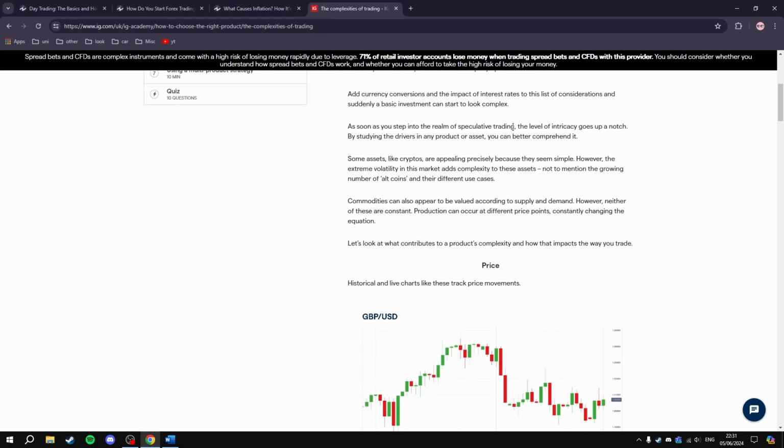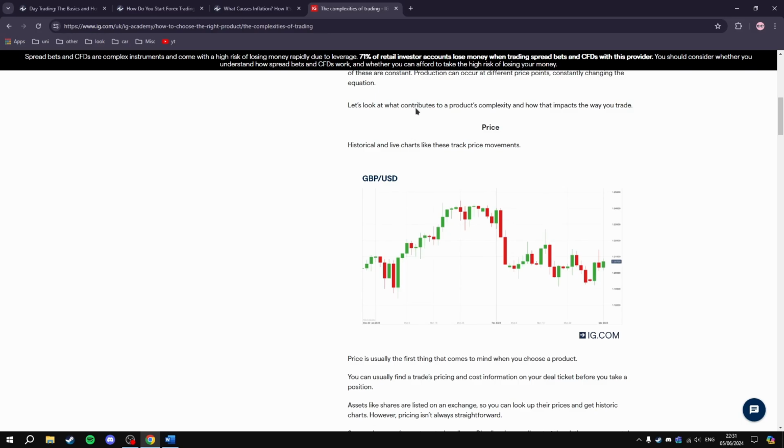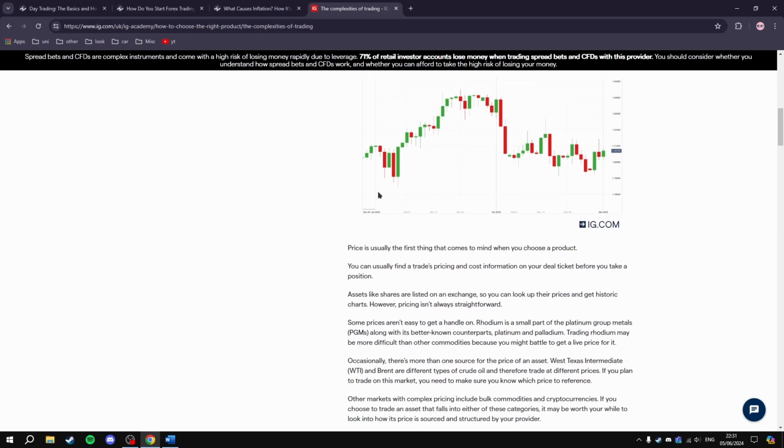And yeah, commodities also appear to be valued according to supply and demand. However, neither of these are constant. Production can occur at different price points, constantly changing the equation. And then we looked at what different factors contribute to the product's complexity and how that impacts the way you trade it. So we've got price, pretty simple, an obvious one.